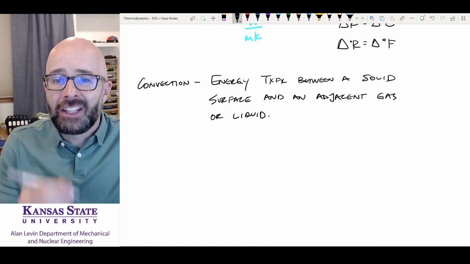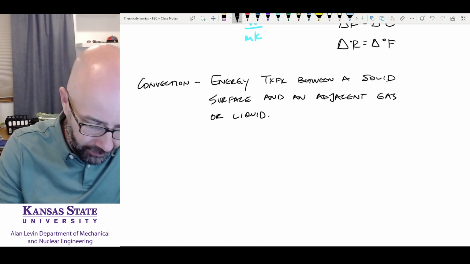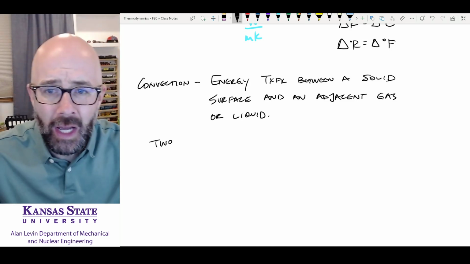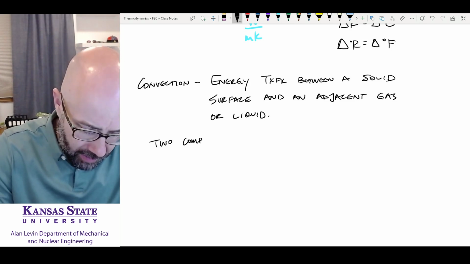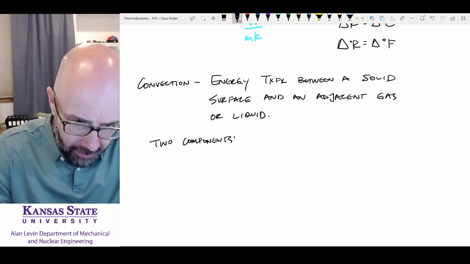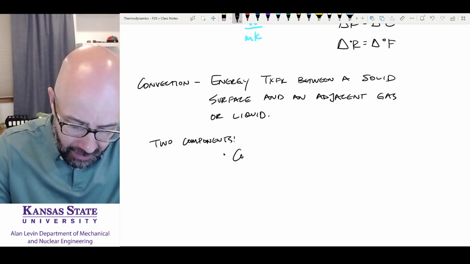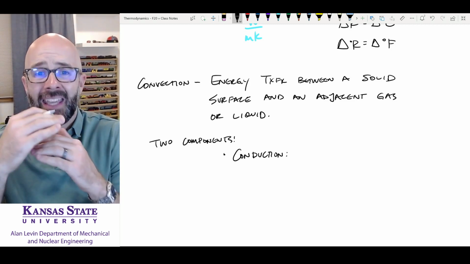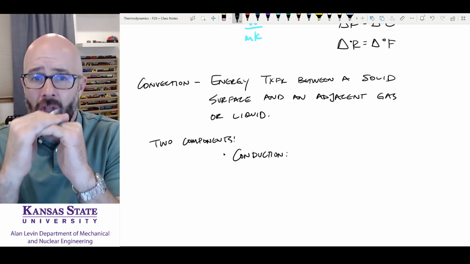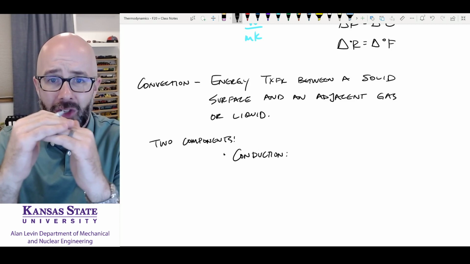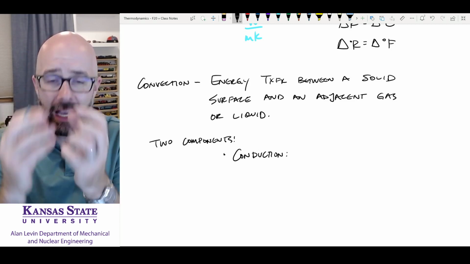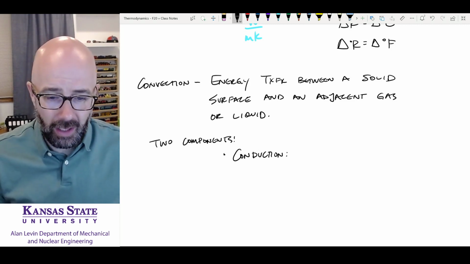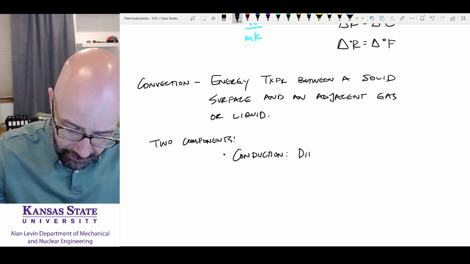Okay, and convection has two components. The first one is conduction. You're going to have that energy diffusion between a solid surface and a liquid, or a solid surface and a gas. You're going to be diffusing energy as long as there's a temperature gradient. So I'm going to write here: diffusion of energy.